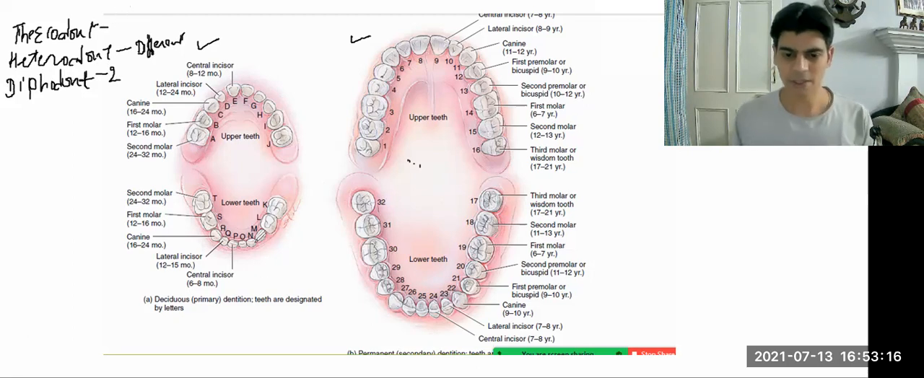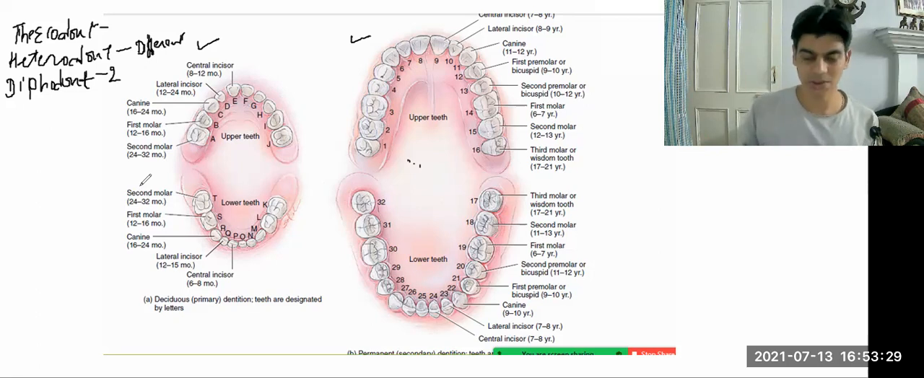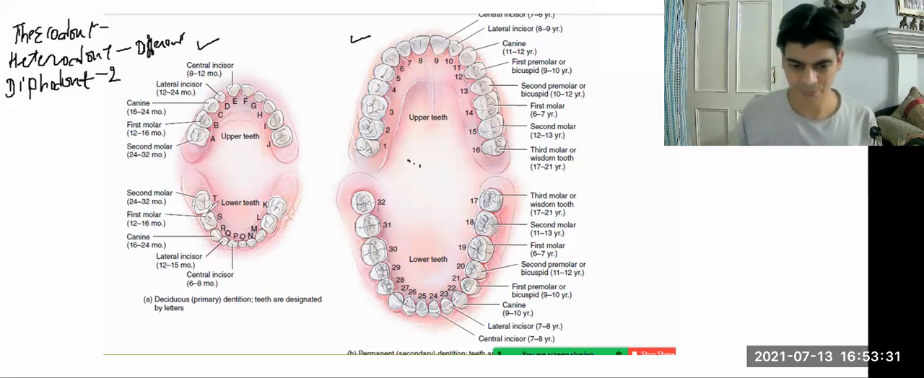Now let's quickly look at the different types of teeth that we have. We will discuss the teeth starting from the middle of the jaw, going posteriorly inside the mouth, backwards in this direction.